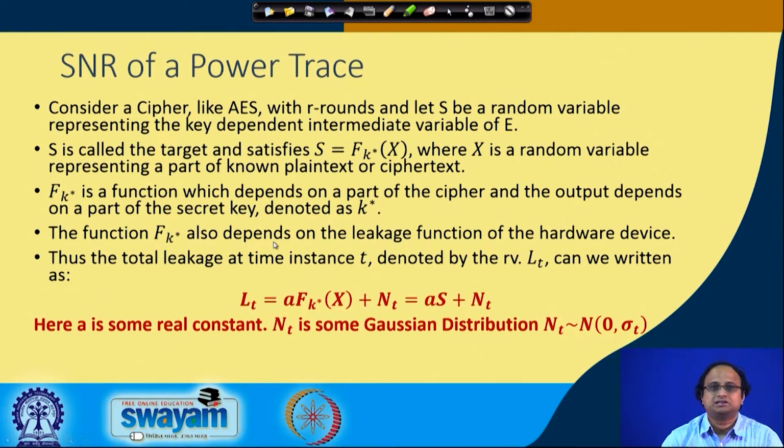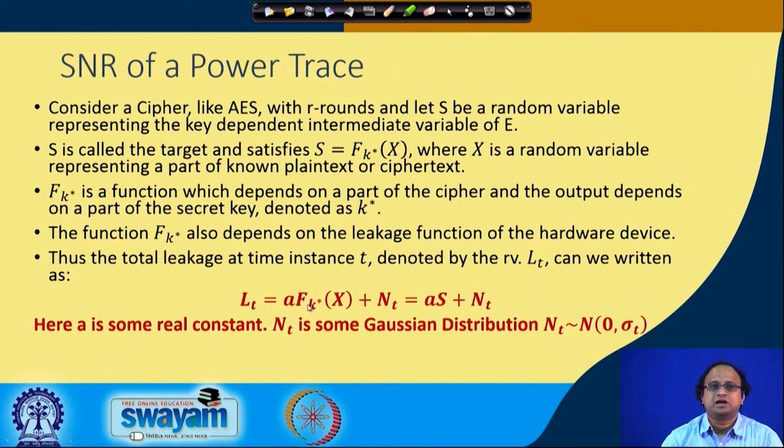This is called the deterministic portion of leakage. Why deterministic? Because you can fix it by fixing the values of X as well as K star. You can pretty much assume that this part of the leakage remains constant over several runs of the encryption, but at the same time the total leakage will be something more.